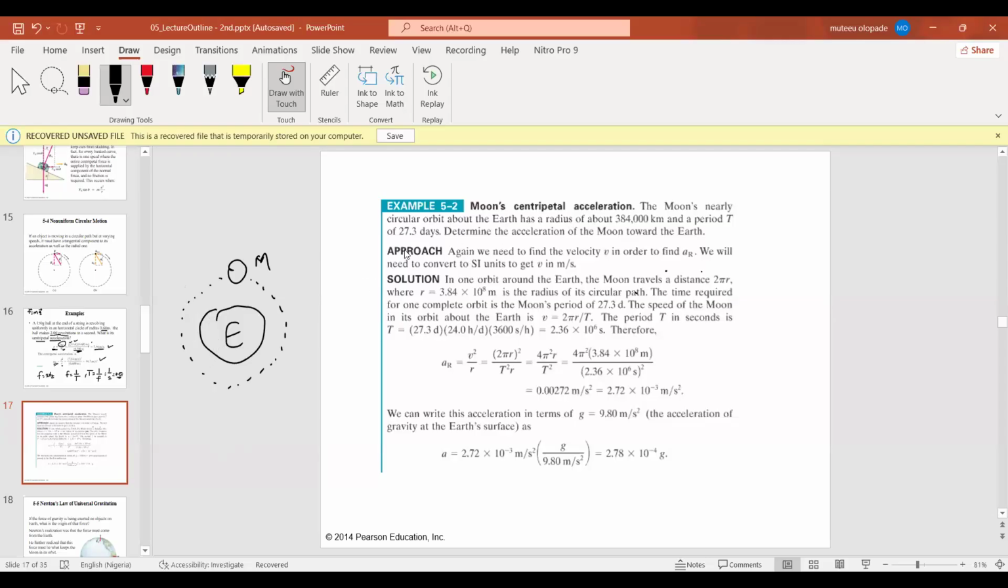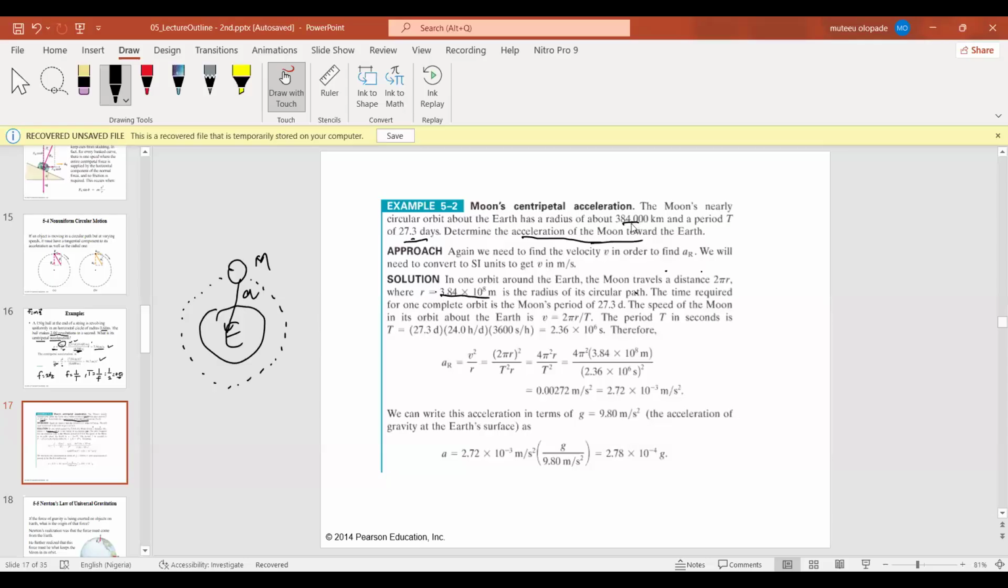Now, at the period T, which is 273, determine the acceleration of the moon towards the earth. The acceleration of the moon towards the earth. So that is more of the centripetal acceleration. So you have the acceleration of the moon towards the earth. Now, in order for us to solve this problem, we've been given the radius, which is 384.